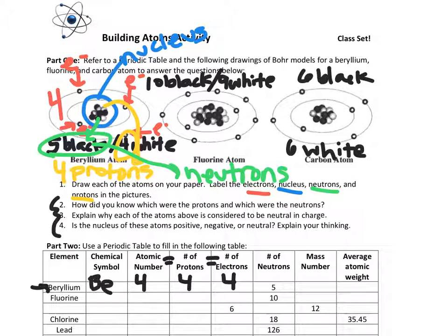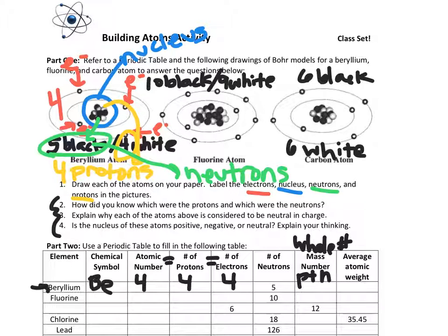So hopefully that makes sense. Again, we're getting all this information from our periodic table for beryllium. Now, in this particular isotope of beryllium that has 5 neutrons, what we need to fill in next is the mass number. And the mass number always is a whole number. Because remember, the mass is the protons plus the neutrons.